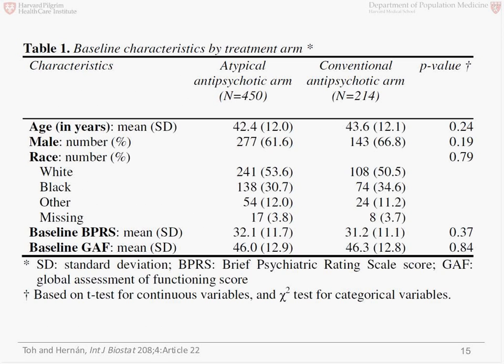So, the baseline characteristics by treatment arm. There's an atypical antipsychotic arm and a typical or conventional antipsychotic arm. You can see that the basic characteristics are pretty well balanced between the 2 arms, even though this was not a large trial. And you can see that the mean BPRS score at baseline was pretty comparable between the 2 arms.